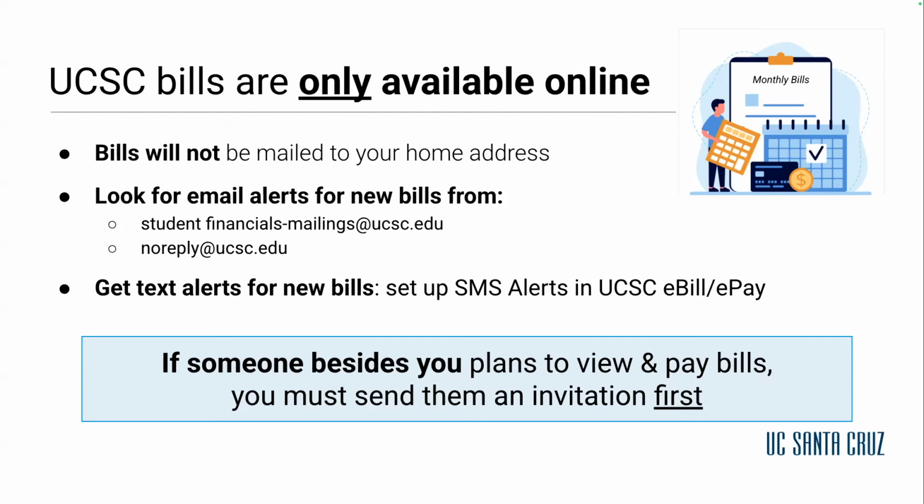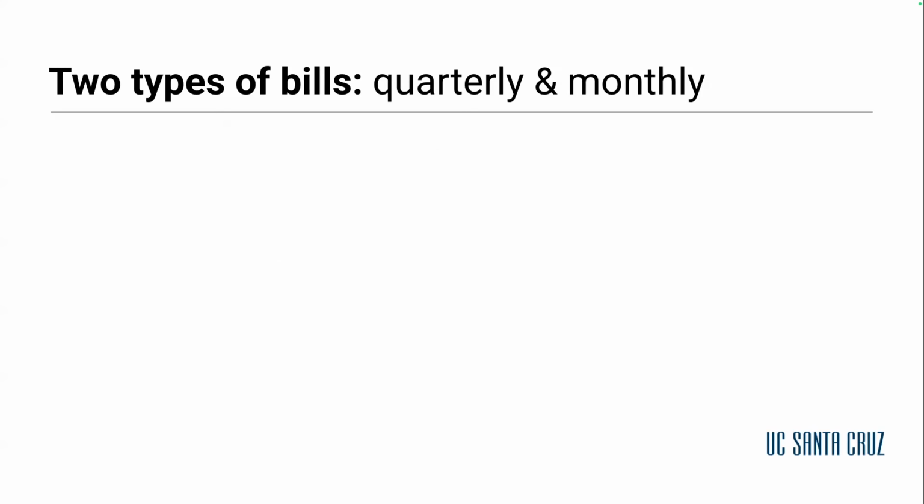Once your bill is posted, you'll receive emails to let you know that a new bill is ready to view. You can also set up SMS alerts in UCSC eBill ePay to get text alerts for new bills. By the way, no one but you is allowed to view and pay your UCSC bills until you send them an invitation first.